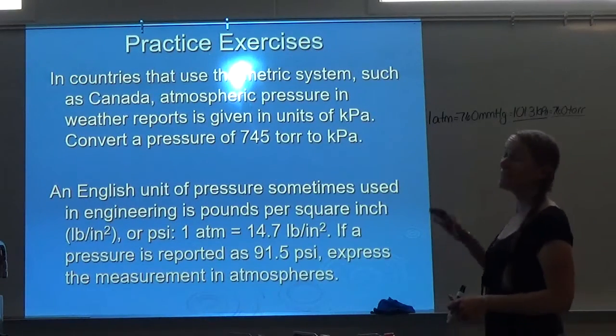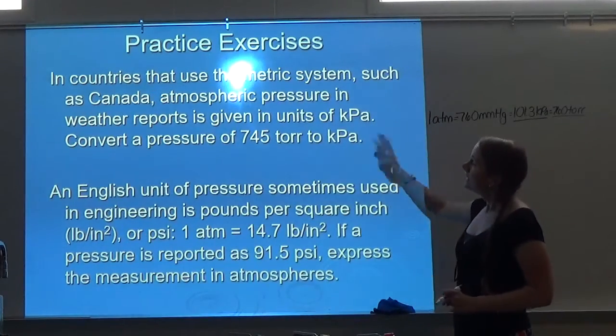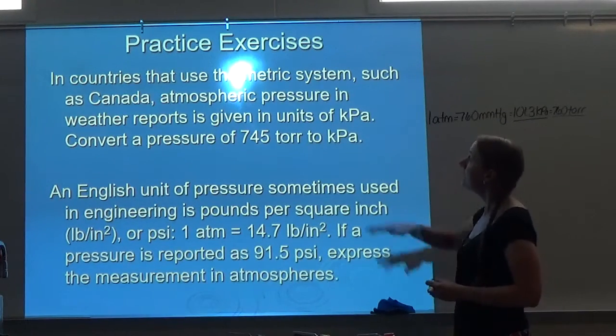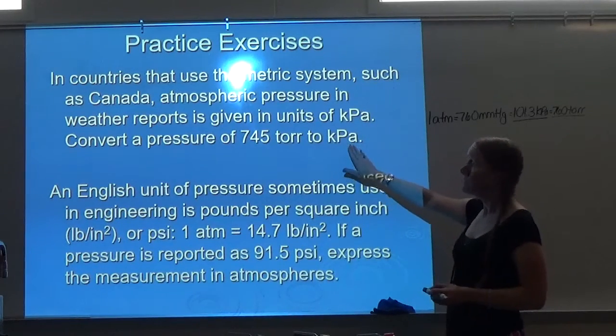Alright, so let's look at a couple more. Again, maybe start trying some of these on your own. In countries that use the metric system, such as Canada, atmospheric pressure in the weather reports is given in kPa. Convert a pressure of 745 torr to kPa.